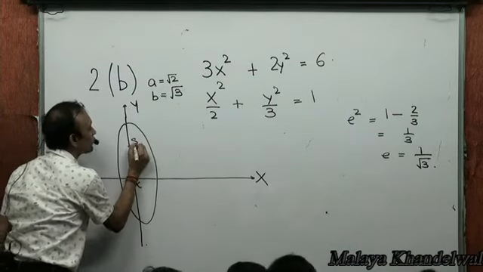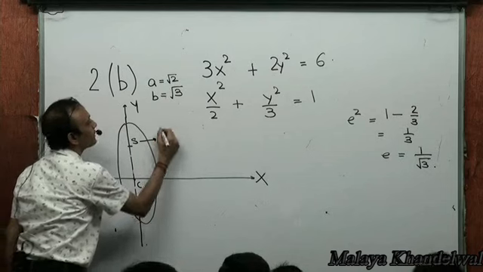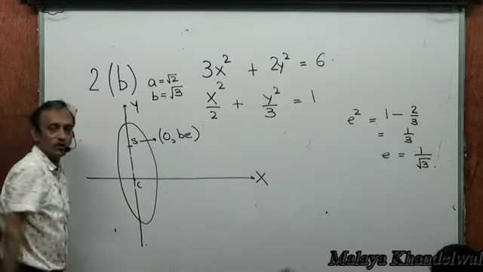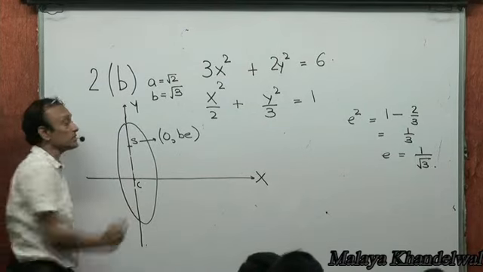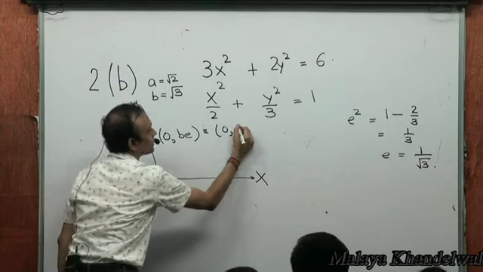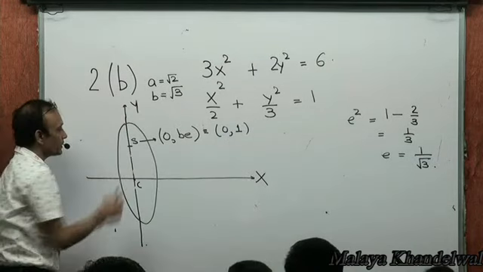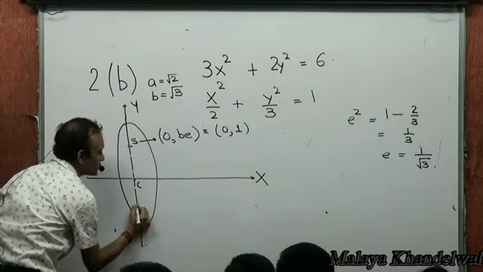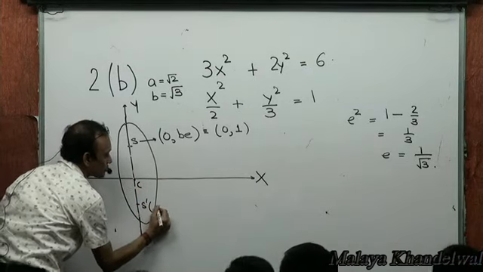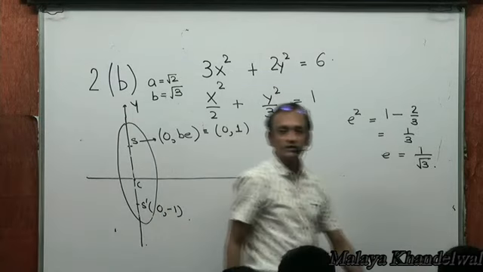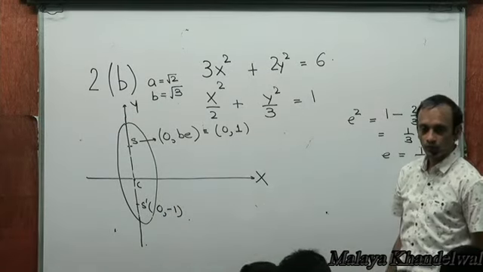Then one focus, which is this, will be (0, be). (0, be) would be one focus, which is (0, root 3 times 1 by root 3), that is (0, plus 1). This is the origin, which is also the center, so the other focus S prime, because of symmetry, is going to be (0, minus 1). Yes or no? Right?